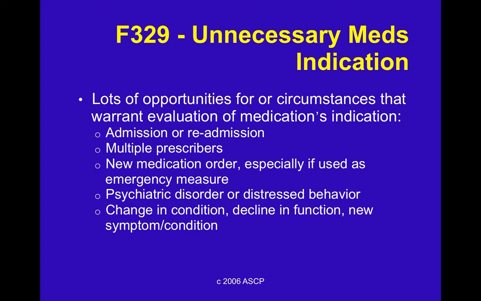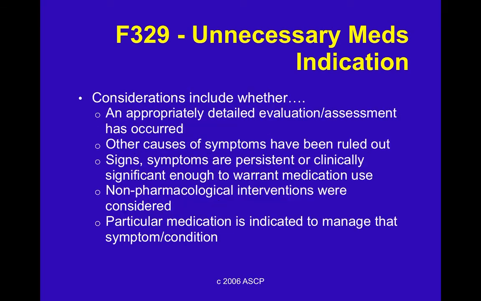And then another key thing is when there's a change in condition or decline in function or a new symptom occurs, we as the pharmacist want to rule out that it's not medication related. So considerations to include is, when do we do a good evaluation and assessment? That's every time we review the chart. When we see that in the progress notes or the nurse's notes, that's kind of where we find out about this stuff. If there's any causes of symptoms, have we ruled out they're not medication related?